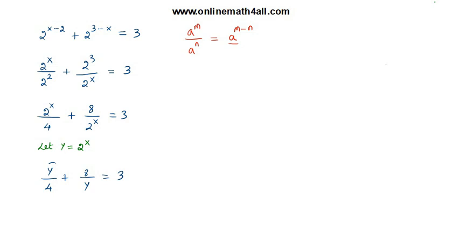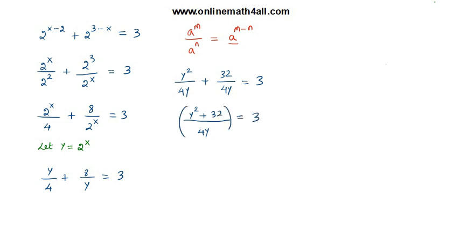Now we need to add these two fractions. The least common multiple of these two denominators is 4y. So we can multiply the first fraction by y, then we get y squared over 4y. We multiply the second fraction by 4, giving 32 over 4y, is equal to 3. Now we have the same denominator for both fractions. So we can take the denominator once and add the numerators. y squared plus 32 over 4y is equal to 3.